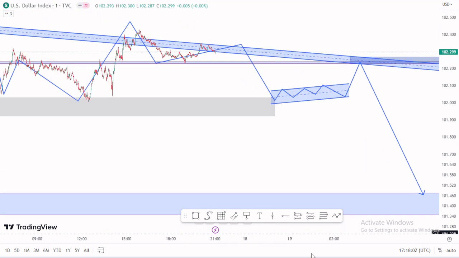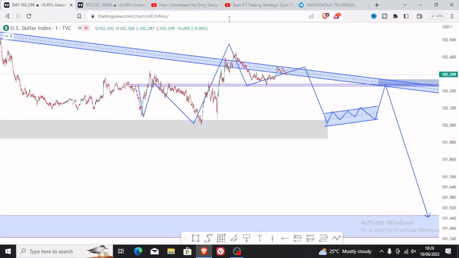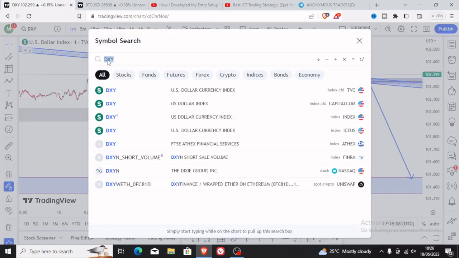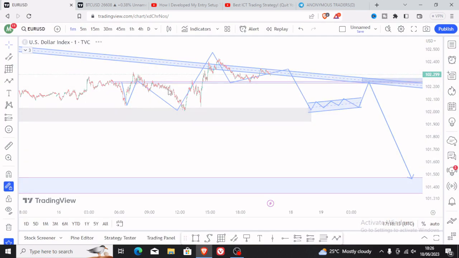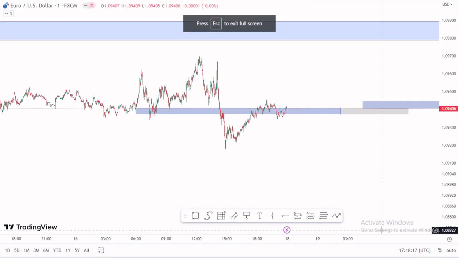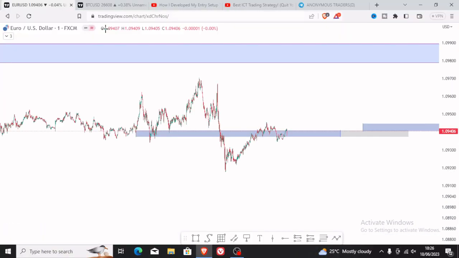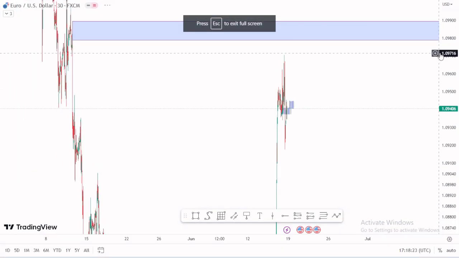So since for the DXY we are looking for selling opportunities, let's see what the Euro USD is currently holding for us. Okay, here is the Euro USD. Okay, let's use higher time frames.